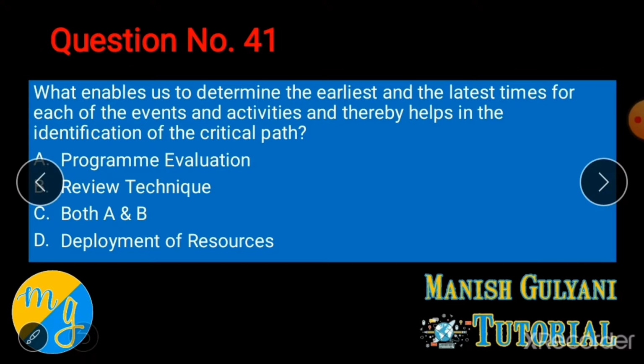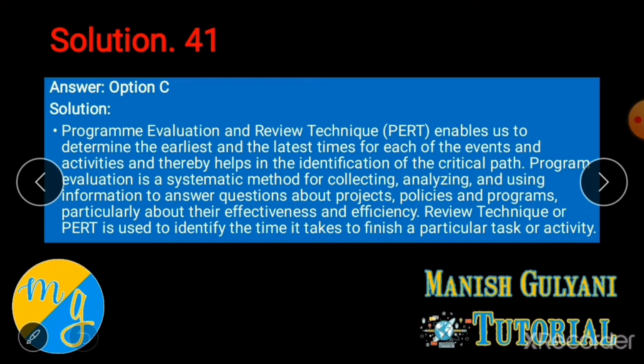Next question. What enables us to determine the earliest and latest time for each of the events and activities, thereby helping in identifying the critical path? Program evaluation review technique, both A and B, or development of resources. Obviously, we have heard earliest time and latest time in PERT CPM. PERT stands for program evaluation review technique. So the answer is A and B, option C is your correct option.